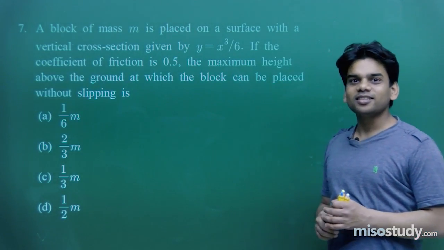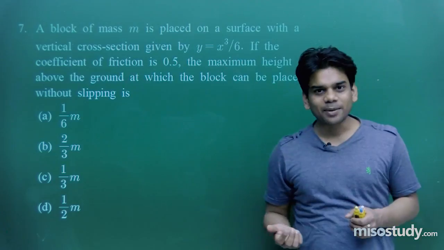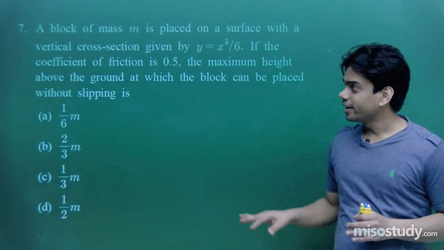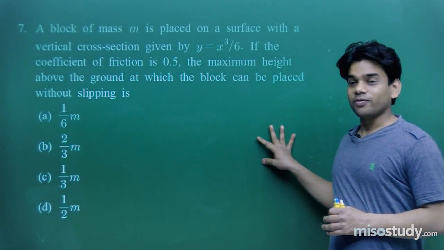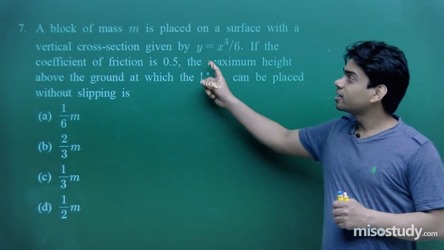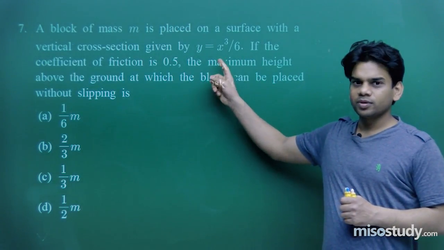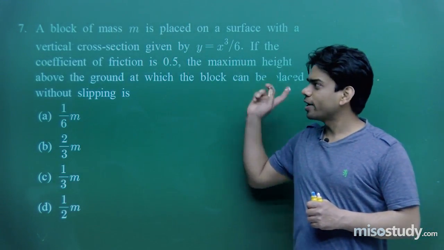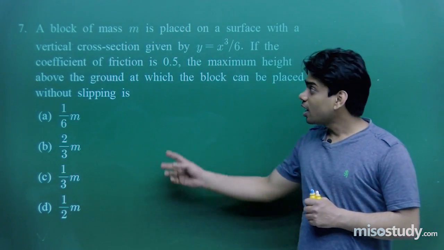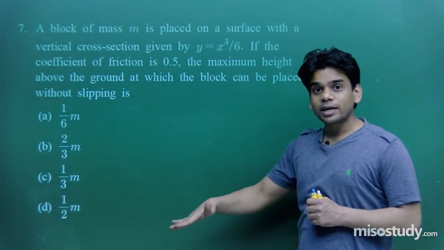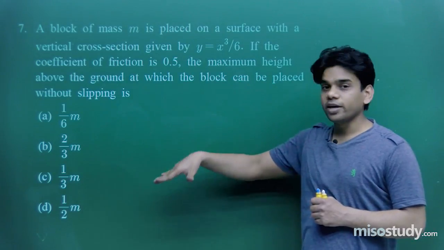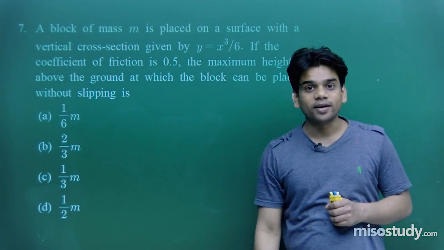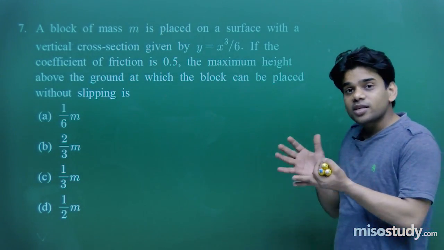So let's see the scenario of the question. I need to make a diagram to make you understand. What I want from you all, read the question once again. When you read, you will find that it's given along a curve, the vertical cross section, that is y equals x cubed by 6. Now check the coefficient of friction, the surface provides on the block, that is 0.5. That is the value of coefficient of friction provided.